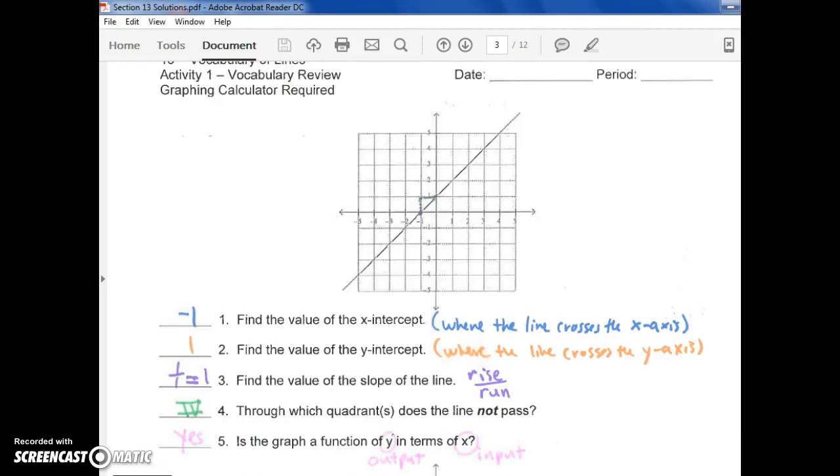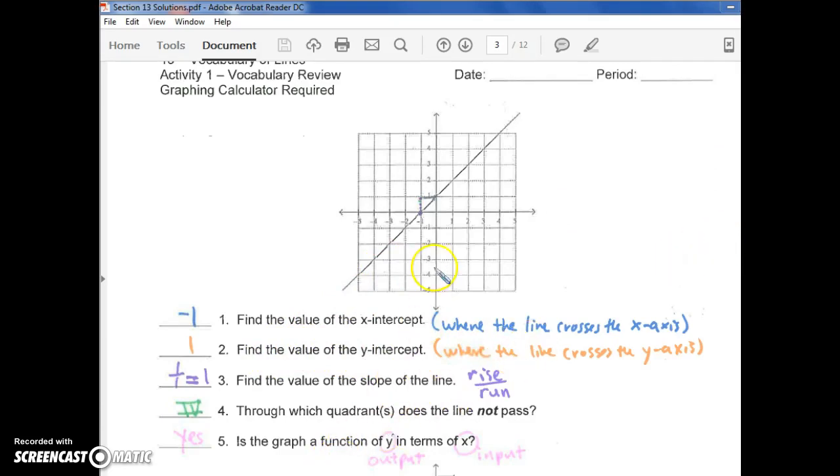In activity 1 for section 13, we're again reviewing some vocab. The first question and the second question that were asked are very related. The first one says, find the value of the x-intercept. And the definition of an x-intercept is where the line crosses the x-axis. And in question number 2, we're asked to find the value of the y-intercept. And our definition there is where the line crosses the y-axis.